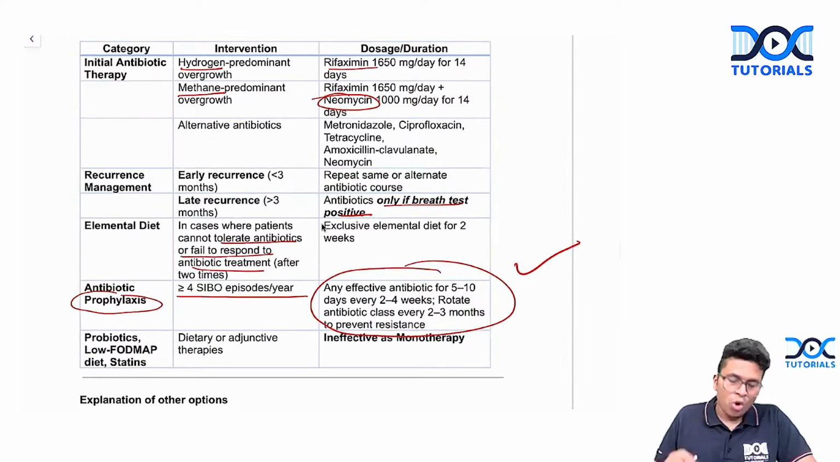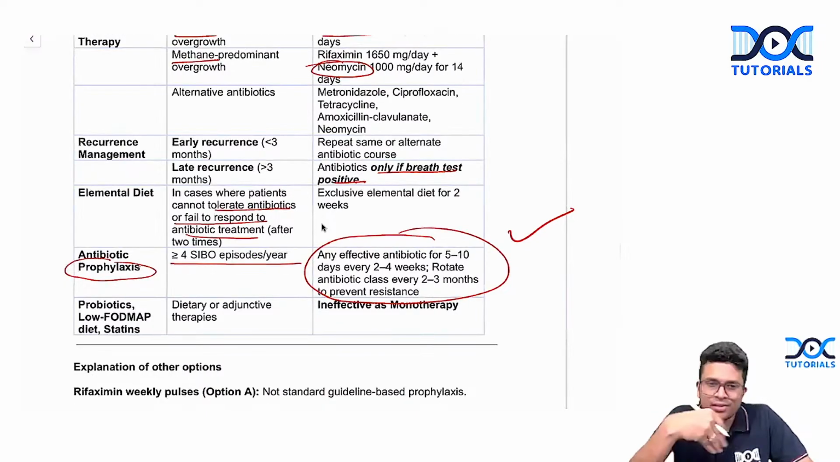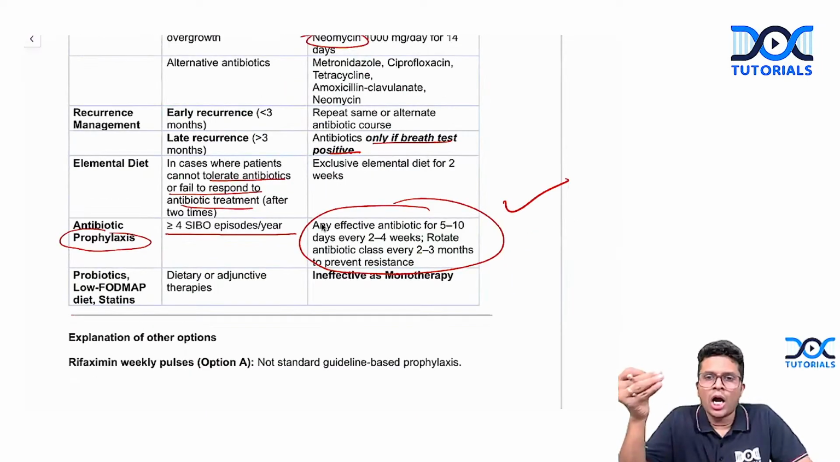Okay. Now, prebiotics, low FODMAP diets or statins, though they are in studies as therapies for SIBO, are just adjunctive and cannot be used as monotherapy because they are ineffective.